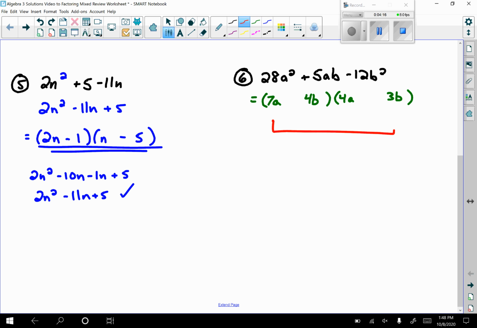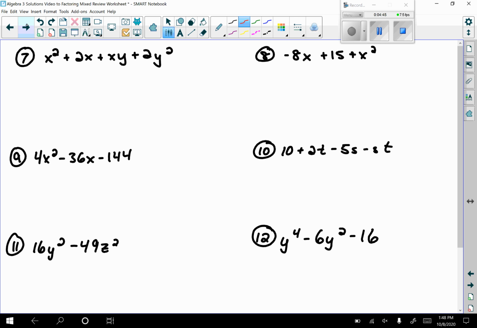On the outside, I'm going to have a 21ab. On the inside, I'm going to have a 16ab. Now, since my signs are different, I'm going to subtract, and 21 minus 16 will give me a 5 in the middle. It's a positive 5, so that means the 21 needs to be positive, so I need to put the plus sign here. And then to get a negative 16ab, I need to have a minus sign here. So 7a minus 4b in one set of parentheses, 4a plus 3b in the other set.